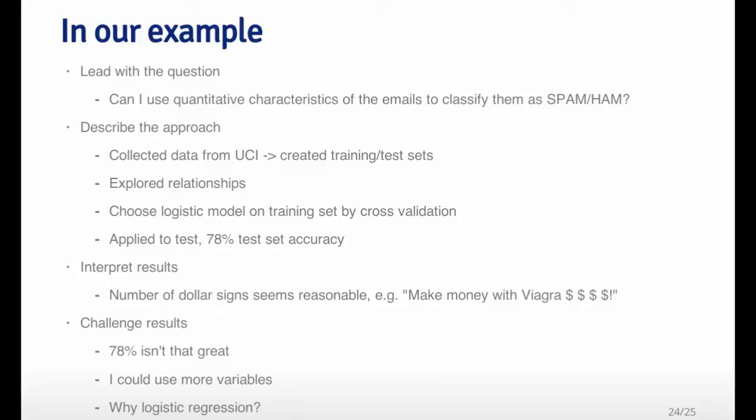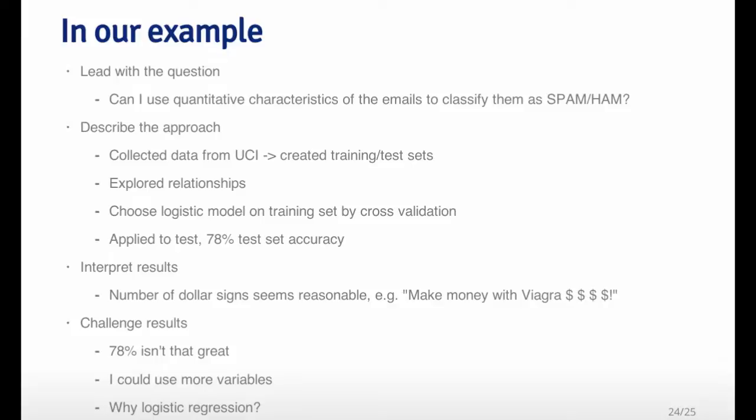In our example, the basic question was, can we use quantitative characteristics of the emails to classify them as spam or ham? Our approach was, rather than try to get the ideal data set from all of Google's servers, we collected some data from the UCI machine learning repository and created training and test sets from this data set. We explored some relationships between the various predictors. We decided to use a logistic regression model on the training set and chose our single variable predictor by using cross-validation. When we applied this model to the test set, it was 78% accurate.